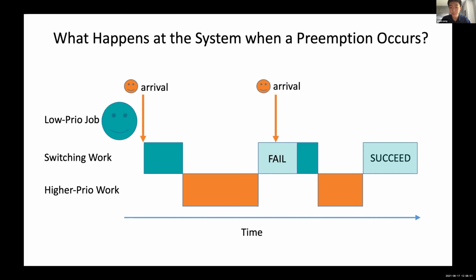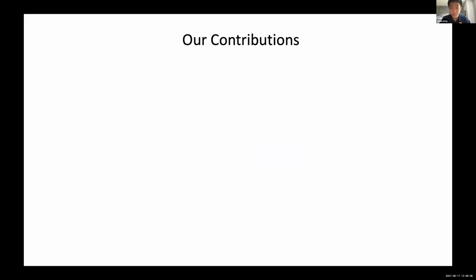Let's just say this time no class 1 job arrives, so we say it succeeds. So we go back to working on a lower priority job. This is just an example of what could happen when a preemption occurs. And the issue is that because of these failures and successes, it's pretty hard to analyze.